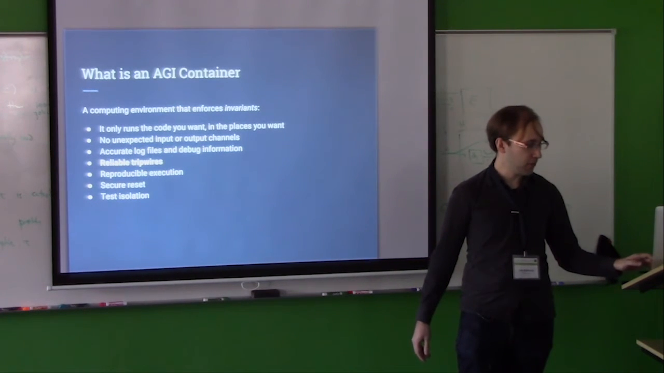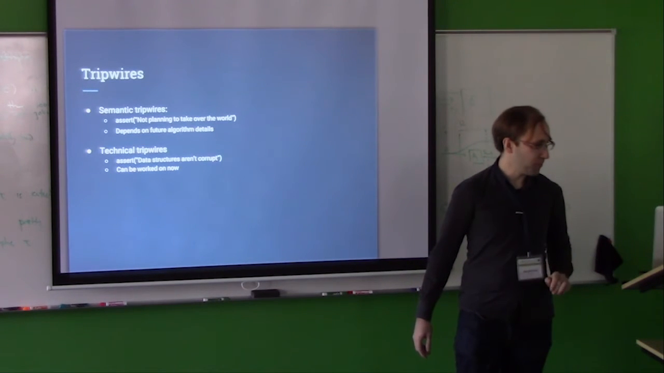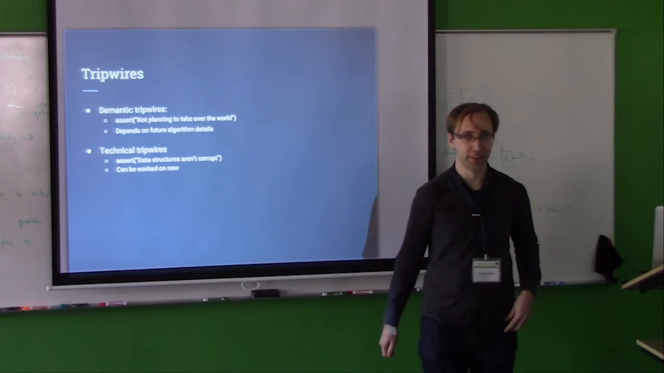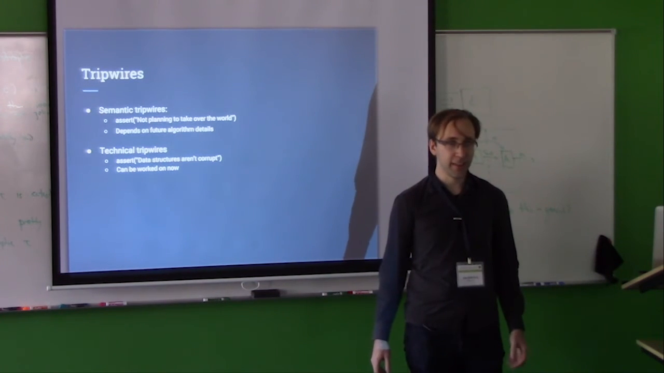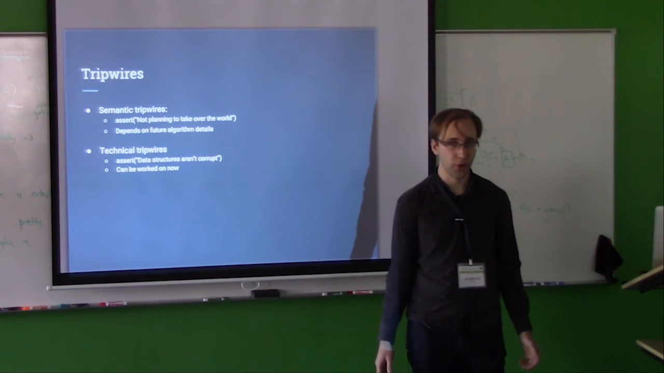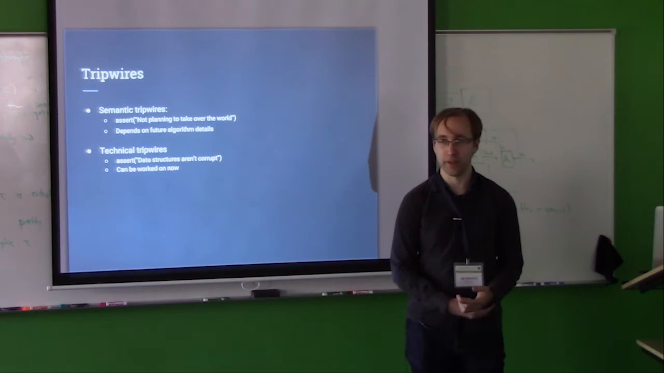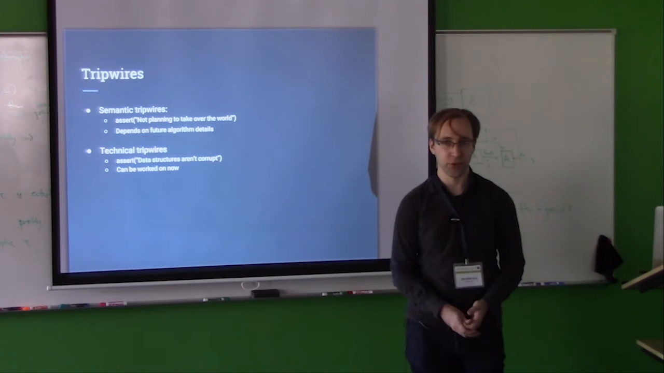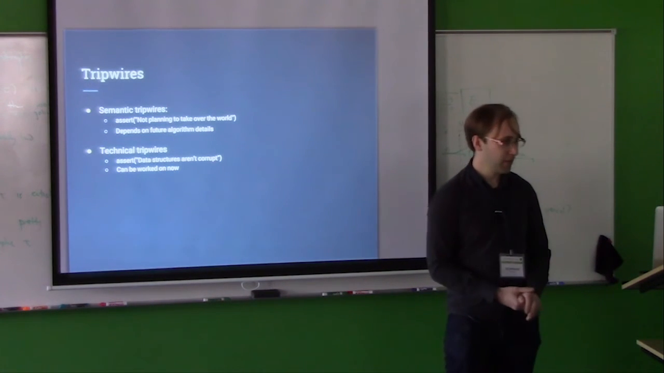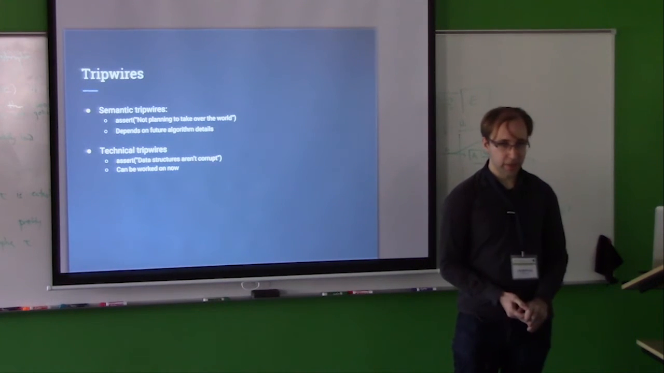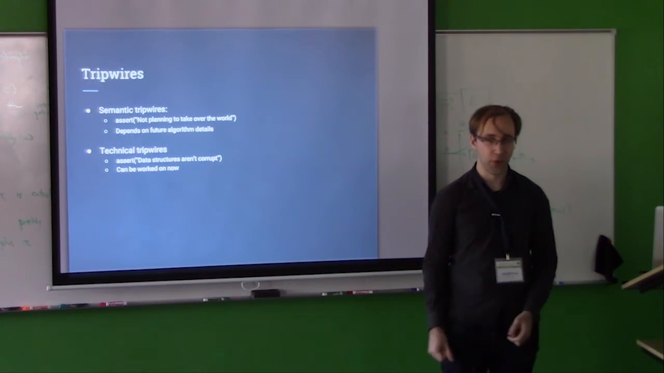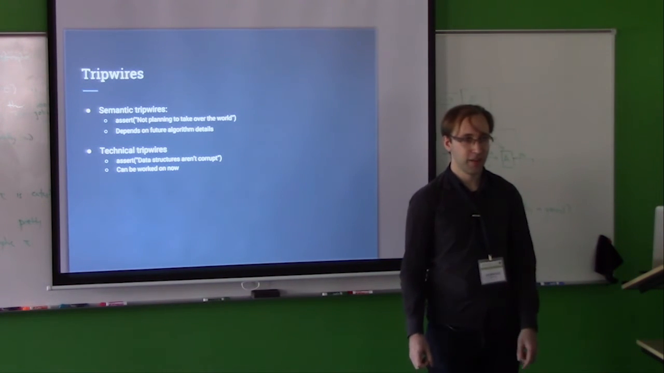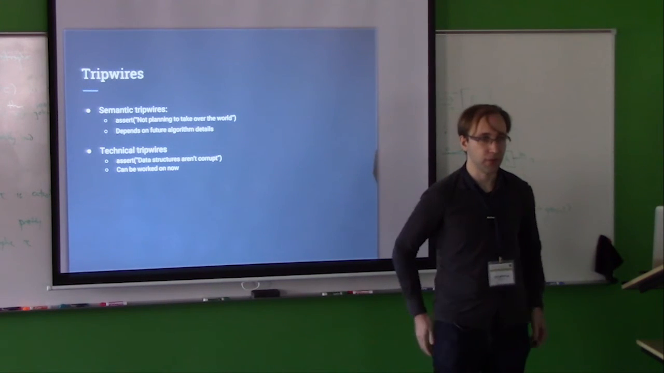Tripwires. So one example of a tripwire is this sort of stylized assert statement, assert not taking over the world. We can't really design things like that today because we don't know what the algorithms are going to be. Paul had some ideas about guaranteeing non-catastrophic execution that depends on a particular setup. But what I'm more interested in, which we can work on now, is technical tripwires that assert things like this data structure is not corrupt. There aren't pointers pointing to weird places, or pointers that are null that shouldn't be, or cycles in your data structures, things like that.